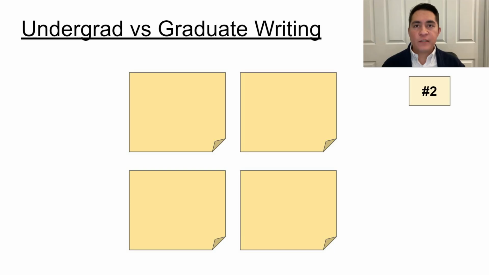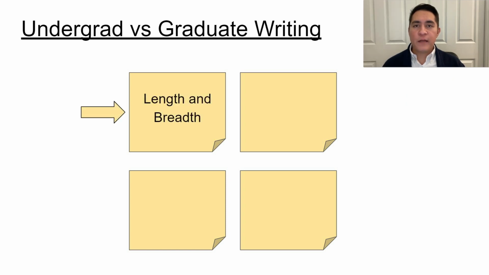There are 4 major differences between graduate writing and undergraduate writing. By comparing and contrasting these 2 types of writing, you'll have a better sense of the requirements for grad writing. One primary difference is the length and breadth of writing.